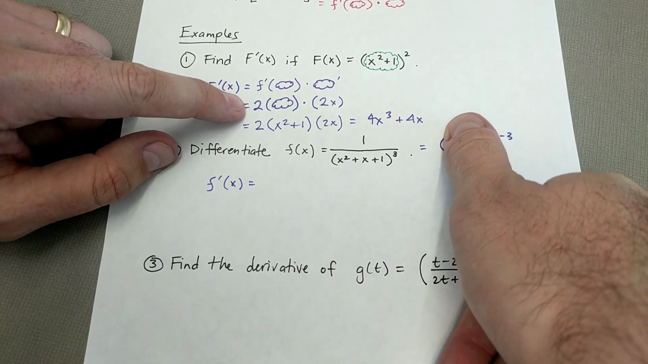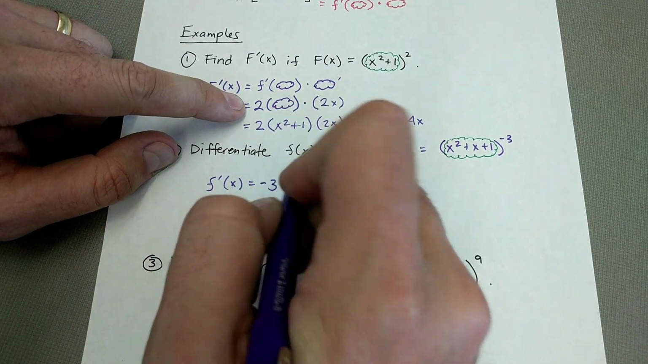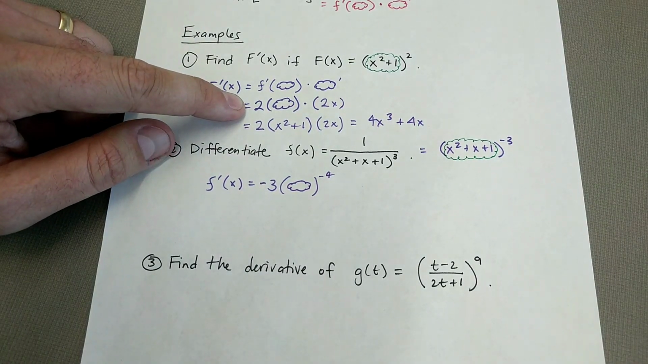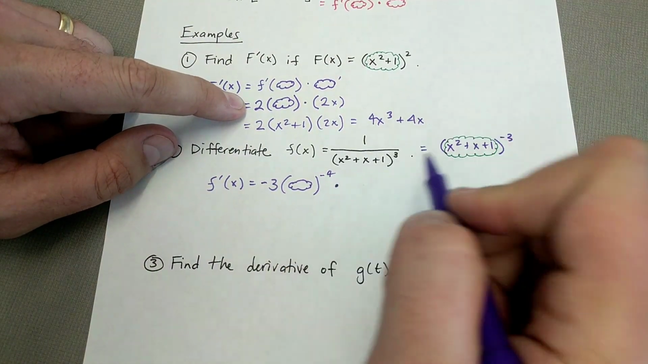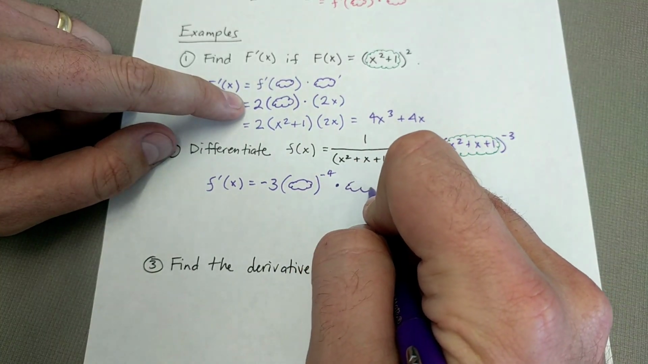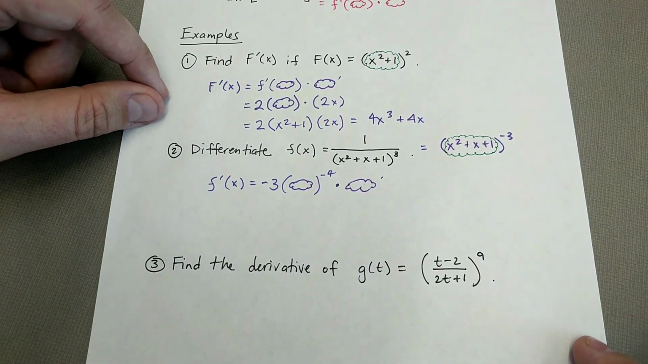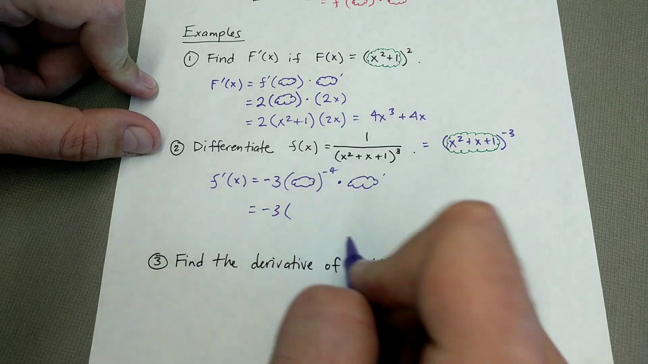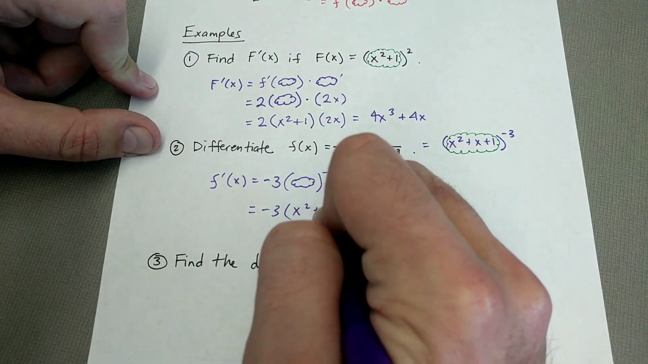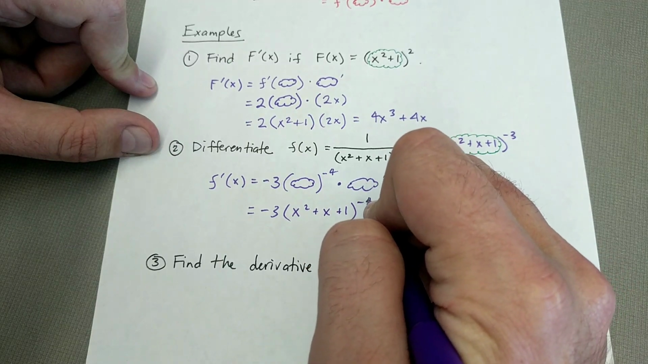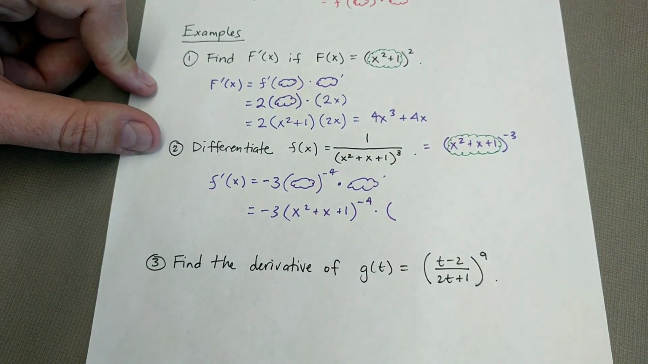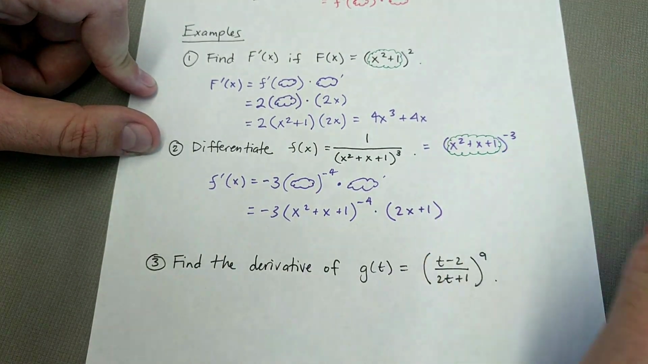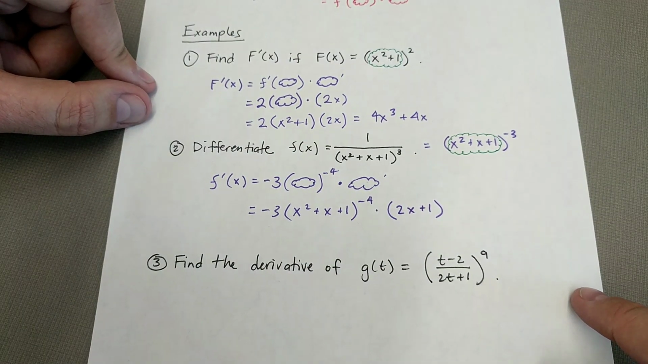Well, if I wanted to find the derivative of that, that's the power rule. Negative 3 comes down. Still got the something. And then that becomes to the negative fourth power, since we're going to reduce. Times, and now the derivative of the inside function there. All right, so that gets me negative 3 times x squared plus x plus 1 to the negative fourth power, times, and now the derivative of the blob inside is 2x plus 1. And there you have it.